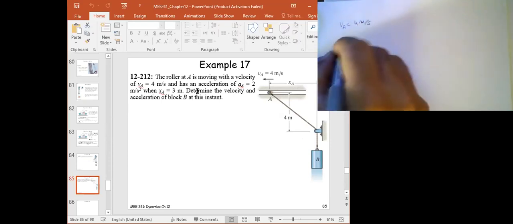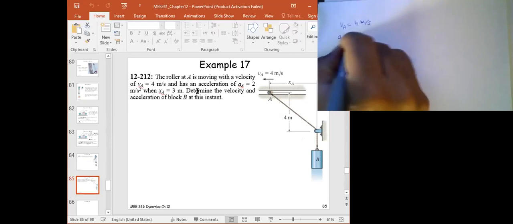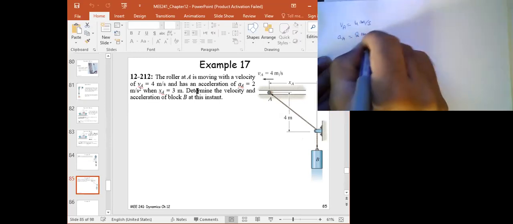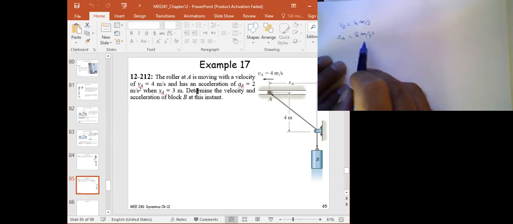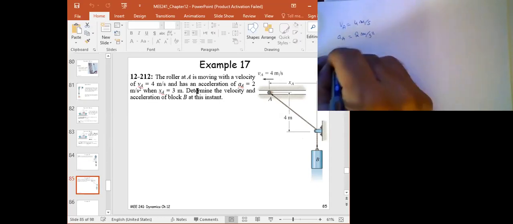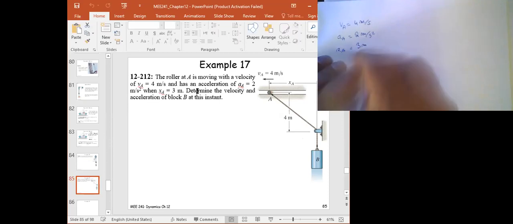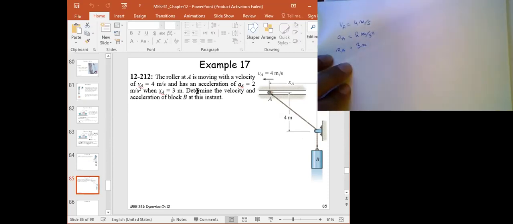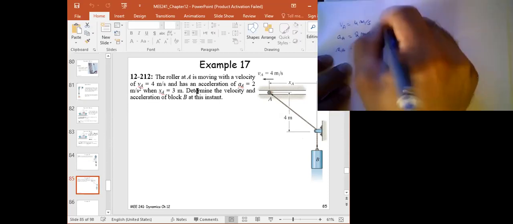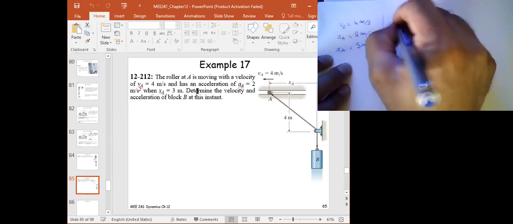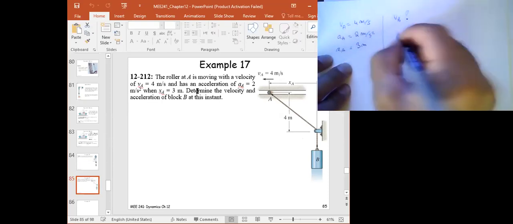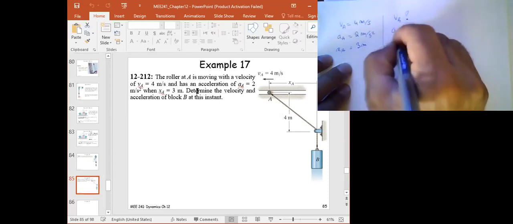And then we have the acceleration of A equal to 2 meters per second squared, when XA is equal to 3 meters. We would like to find the velocity and acceleration of block B at this instant. So we need to find the velocity of B, and then we also would like to find the acceleration of B.